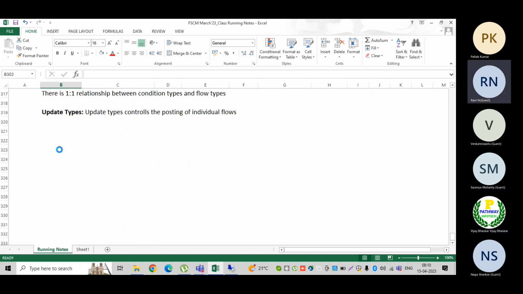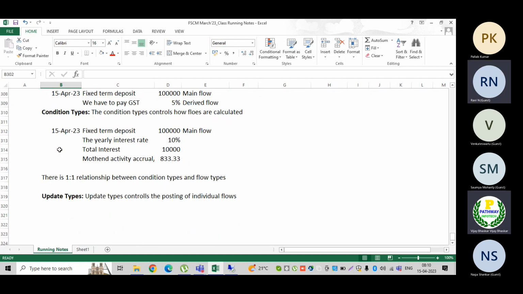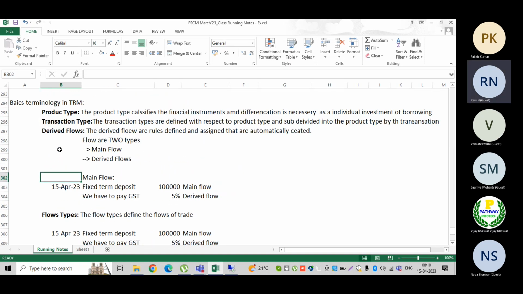So then Vijay, can you go up where the flow types are? So flow types, derived flow types.